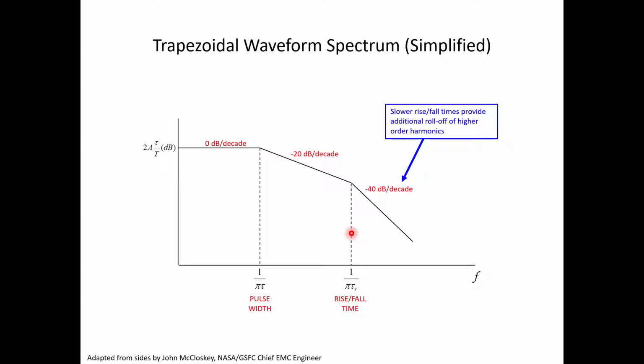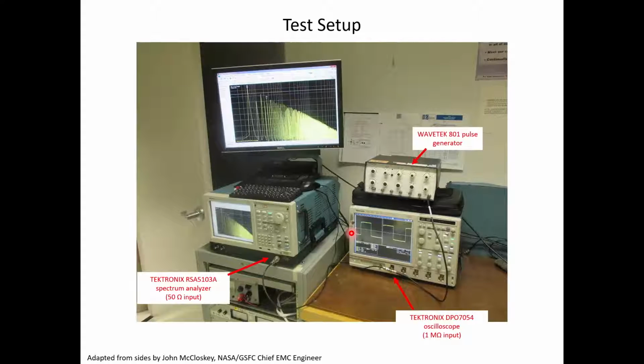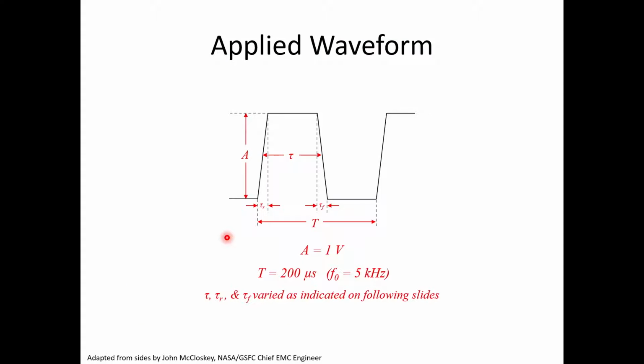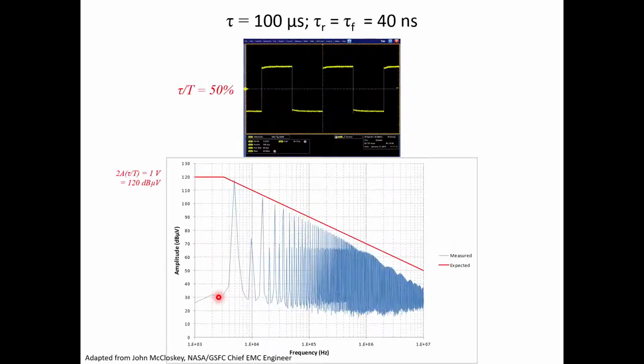Let's see this in action, and this is what I love about this presentation that he put together. What the author of the original presentation did was build a setup, get a signal generator, measure the voltage waveform, and then measure the spectral content. So you can see exactly what happens with the actual waveform. Okay? And here's the applied waveform. He's just doing exactly what we said, and he's varying the parameters. And here we go. He's got a 100 microsecond waveform that's like 10 kilohertz. So this is low frequency, easy to generate and measure.